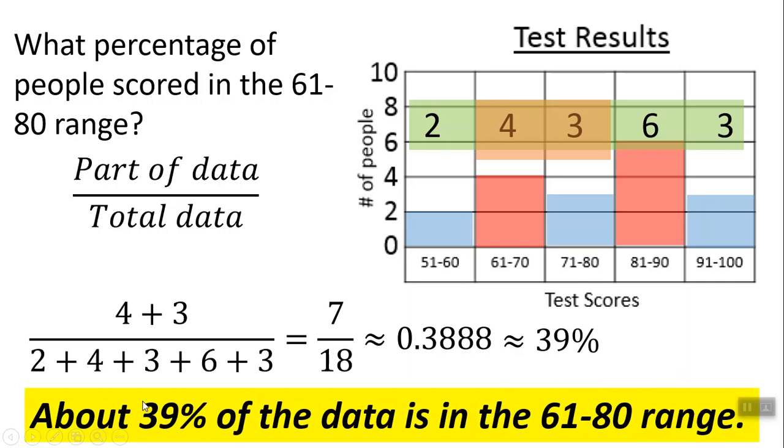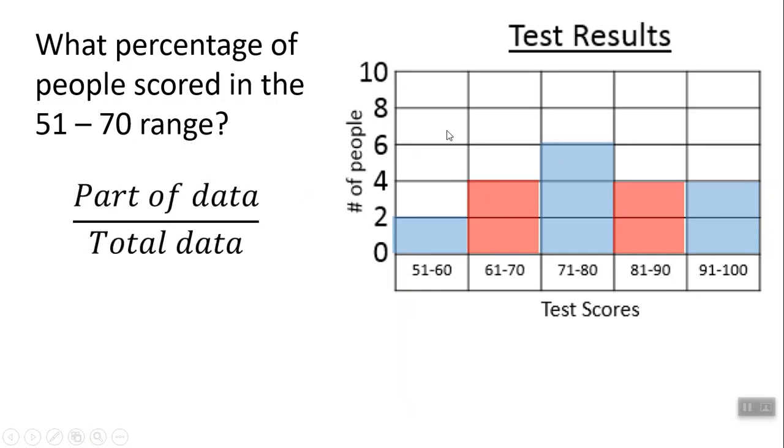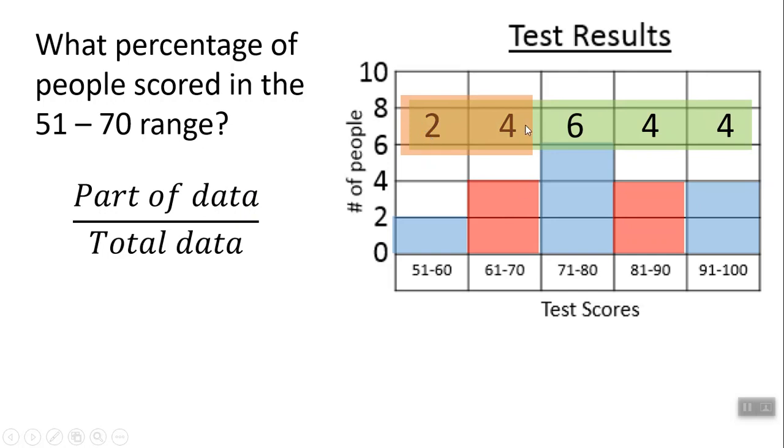We're going to go ahead and do one more. What percentage of people scored in the 51 to 70 range? Well, we're going to total up our columns. Part over total. So our total data is 2, 4, 6, 4, 4. We add that up. 51 to 70, that's 2 and 4. Now some kids might just see the 51 and they might only use the 2. But remember, 51 to 70 means put these 2 groups together.